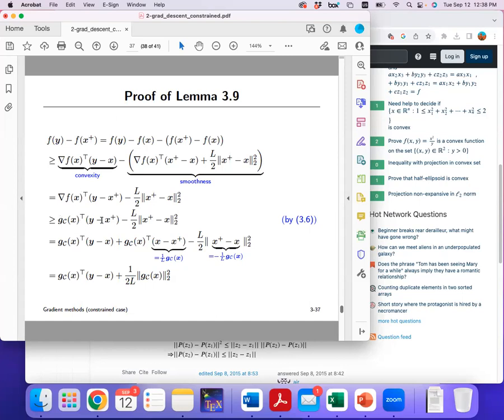And for this one, we further introduce an additional term. So we add an x and minus an x. And then these two can be separated into two terms. This is y minus x and x minus x plus. Just divided into two terms, nothing else.